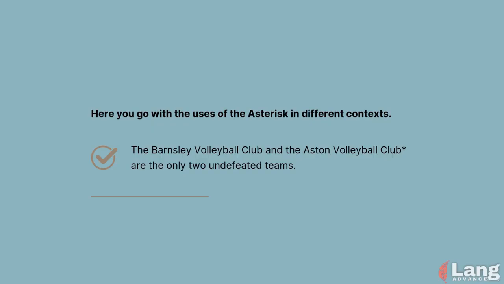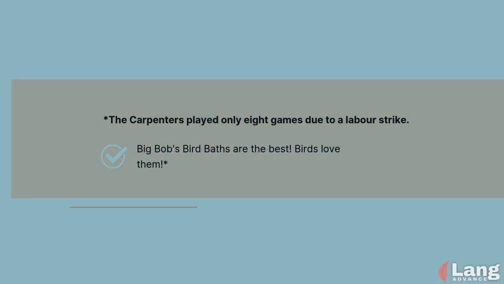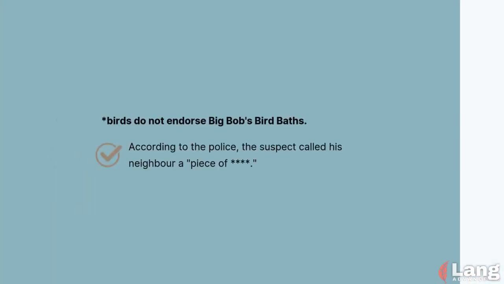The Barnsley Volleyball Club and the Aston Volleyball Club are the only 2 undefeated teams.* The Carpenters played only 8 games due to a labor strike. Big Bob's bird bats are the best.* Birds love them. Birds do not endorse Big Bob's bird butts. According to the police, the suspect called his neighbor a piece of asterisk sign.